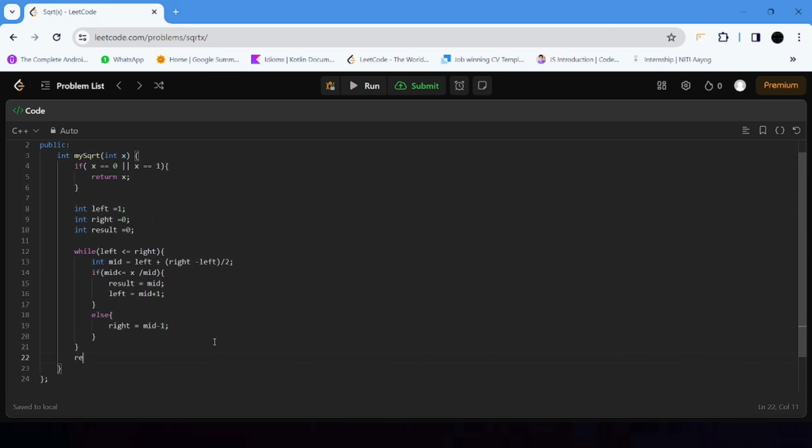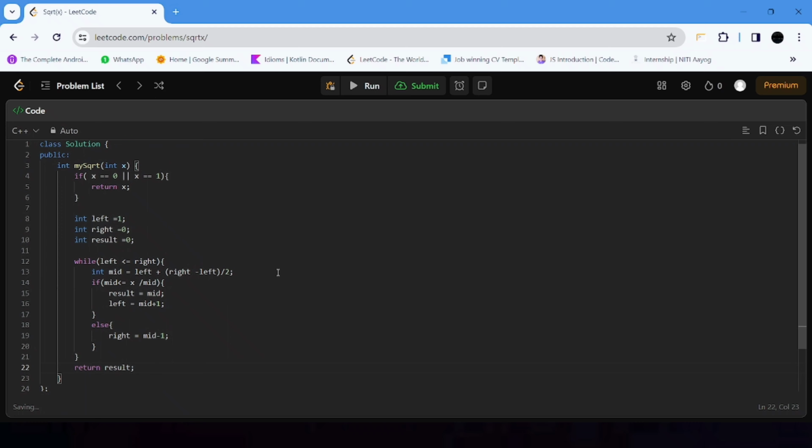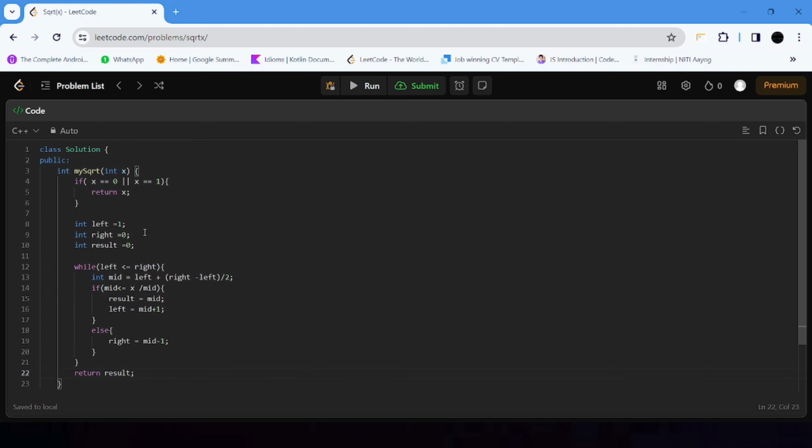Now let's write a return statement for our code. Return result. Let's review our code. Here we have initialized 0. We have to initialize x.